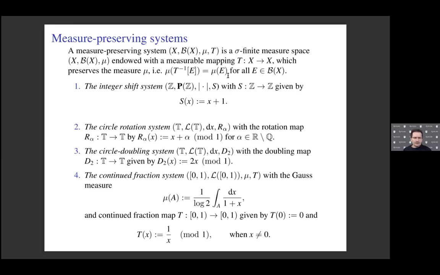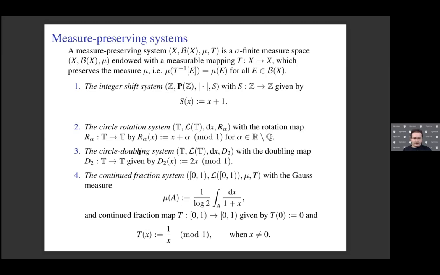integer shift system. So which is the set of integers with the sigma algebra of all subsets of Z, counting measure, and the shift operator, which is S of x equal to x plus one or x minus one. And so this will be the most important from the point of view of pointwise convergence. But in order to give you some idea about the measure preserving systems, let me give another important example.